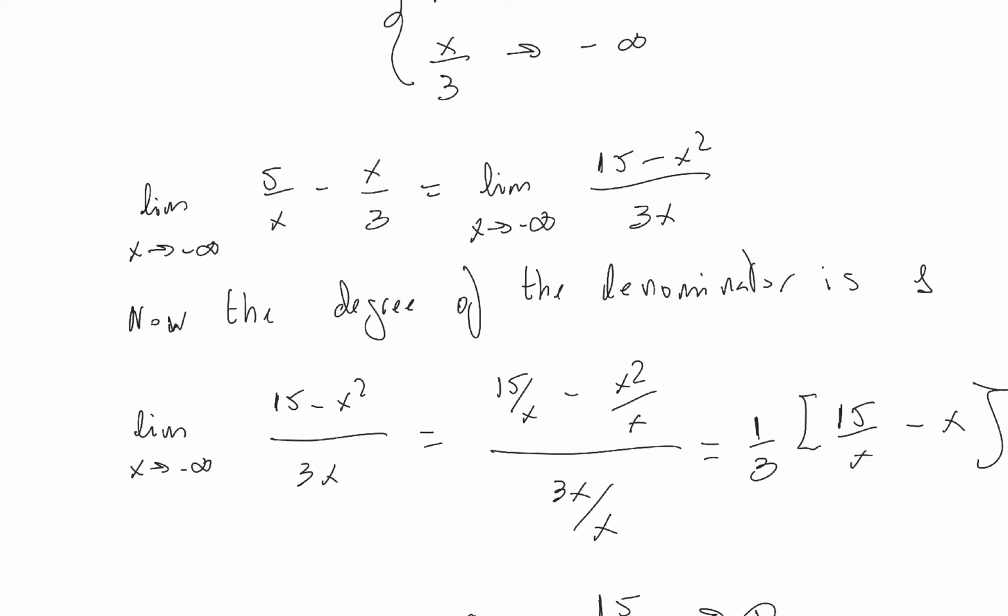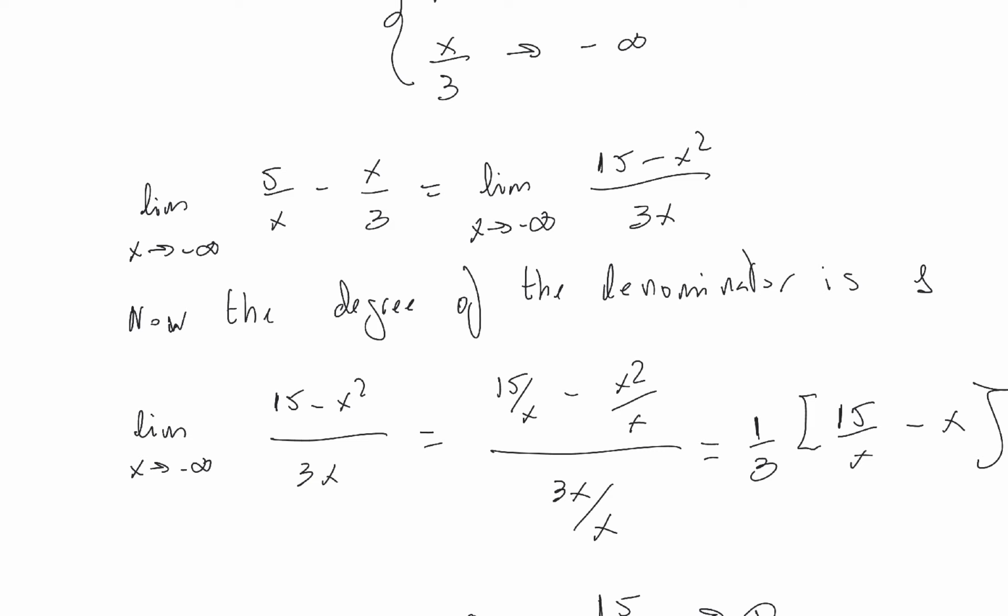Now, when x goes to infinity, 15 divided by something very big goes to 0. And x goes to minus infinity. When this is minus, it will go to plus infinity. So this limit approaches infinity as x approaches minus infinity. And you can check it.